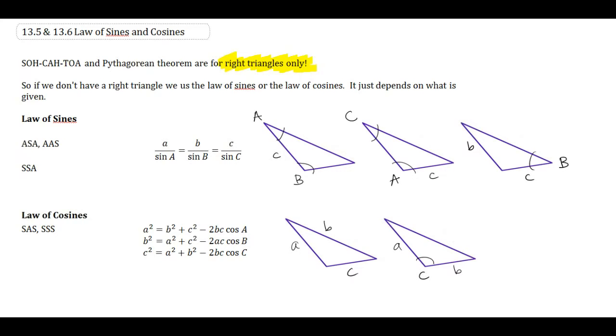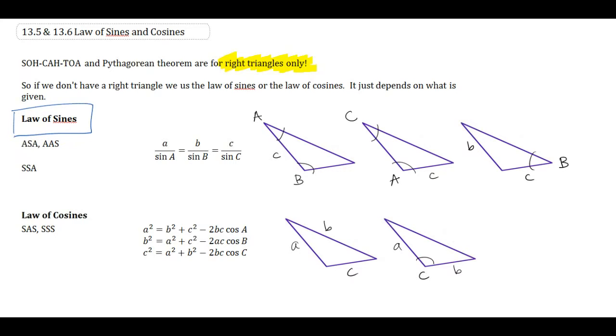And so if you don't know that the triangle is a right triangle, then you've got to do what is called the law of sines or the law of cosines, and it really just depends on what you're given. So you've got to look at your triangle, always draw the picture, and then label all the sides. You pick where A, B, and C go, right? And then you look at the drawing.